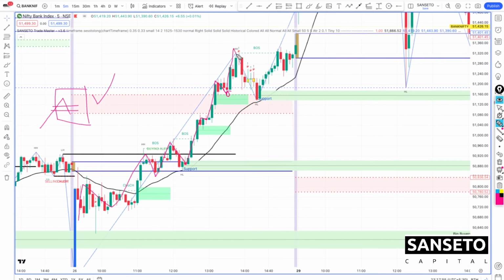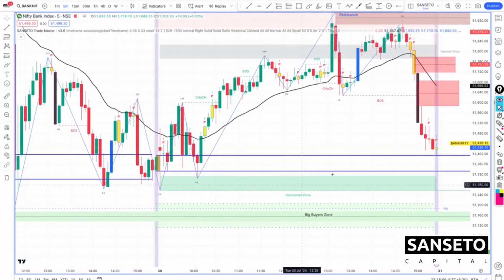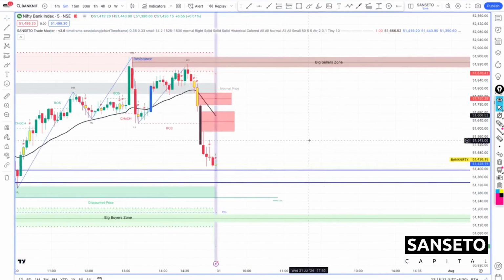Now it took a support and moved back, it came down again, it took a support and moved back. So this is how the market works. When the resistance is broken, that becomes a support. Okay, similarly when the support is broken, that becomes a resistance. Okay, what other resistance do we need to see? We need to see the resistance zone.